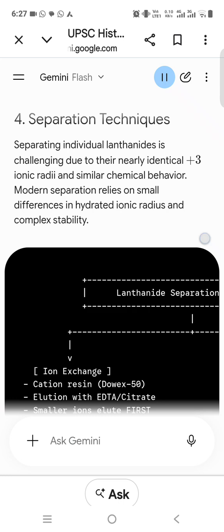Laporte selection rule: f-f transitions are Laporte forbidden, following the ΔL = ±1 rule. However, weak intensity arises via vibronic coupling, mixing with opposite parity states, e.g., 5d.